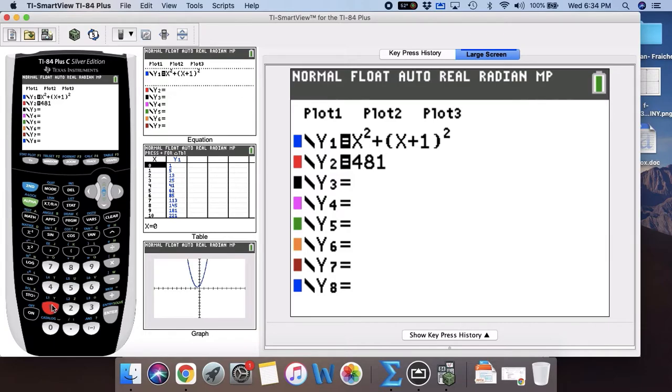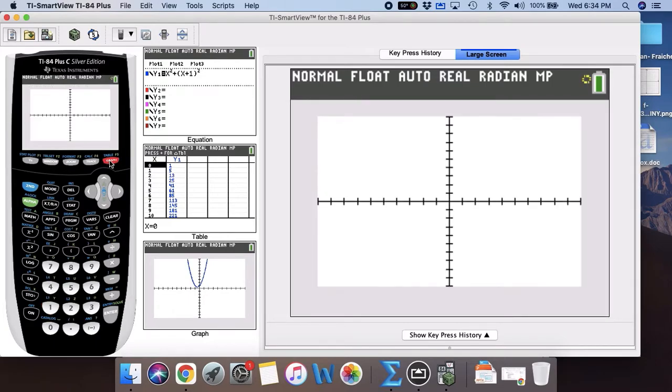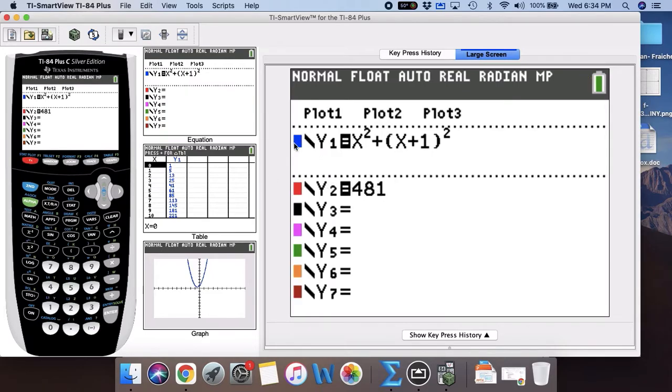Okay. So when we do this, you'll see that if I were to use the standard window, it would be too little to actually see this because if I graph it, I only see the blue. When technically, if you graph y1, y2, you should see two colors if you have this version of a calculator, because I graphed one equation in blue and one equation in red, 481, okay?